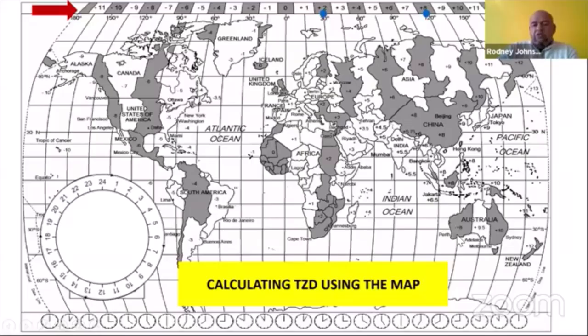Then you come over to Perth. You locate the city of Perth. You will see here it's on +8. Move up on the time zone line and place your marker there.